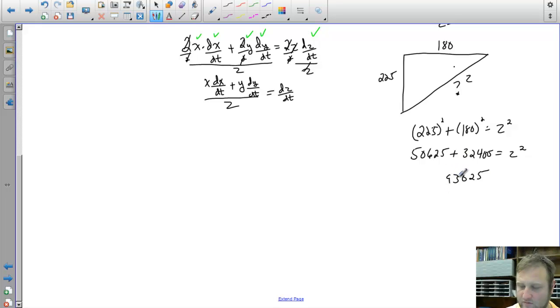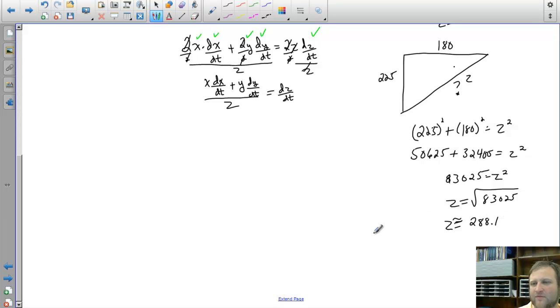Yeah, 83025. I'm having a day. 83025, which will equal a value of z squared, and that implies that z will be equal to the square root of 83025. That will be approximately, I don't have a calculator with me, I'm doing math here. That'll be equal to approximately 288.1 something. But again, you would have a calculator on a test, so you'd be able to approximate this value.